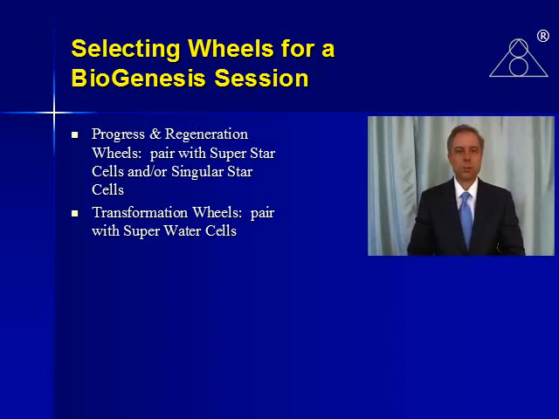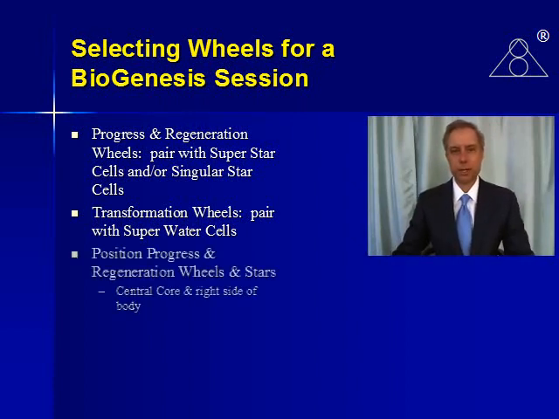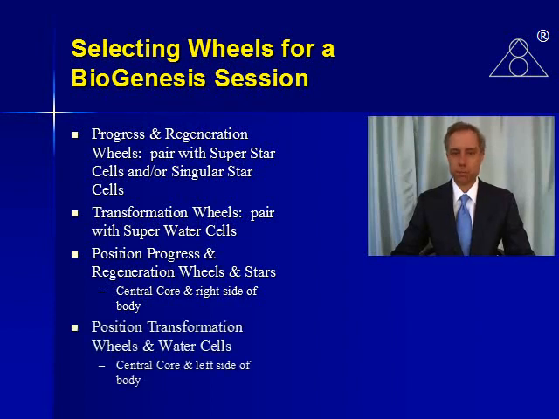Now, the super water cells are used for the left side of the body. The super star cells are used for the right side of the body. That means that when you have these wheels coupled with the star cells and water cells, you use them on the side of the body that is relevant to the star cell or water cell.